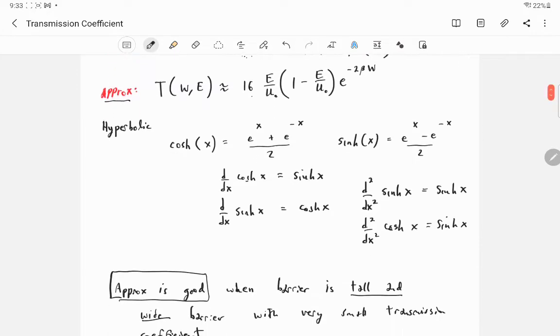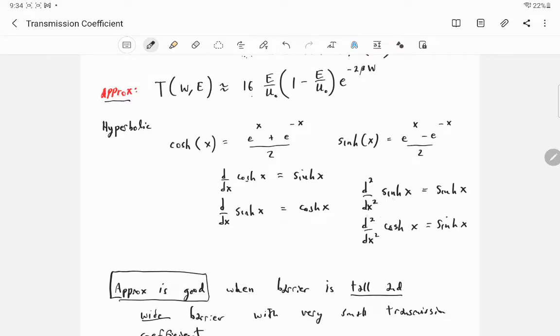So if you look at these functions, what's interesting about them, the reason why they're called hyperbolic cosine and hyperbolic sine, is because their derivatives behave almost like sine and cosine. If you take the derivative of the hyperbolic cosine, you get the hyperbolic sine. And if you take the derivative of the hyperbolic sine, you get the hyperbolic cosine instead. But what you don't get is the relative minus sign. You know that the derivative of the cosine function gives the negative of the sine function, but that's not true for the hyperbolic cosine and sine.